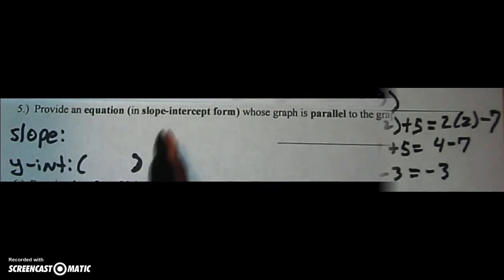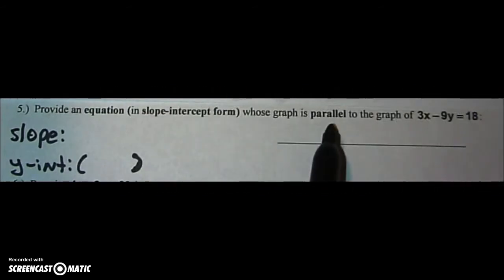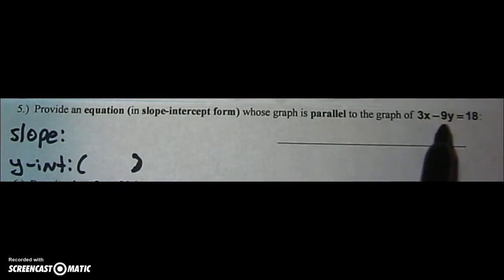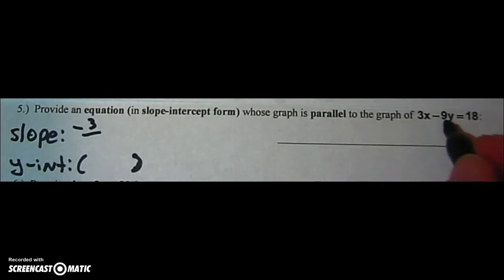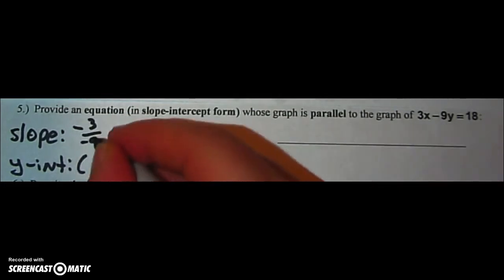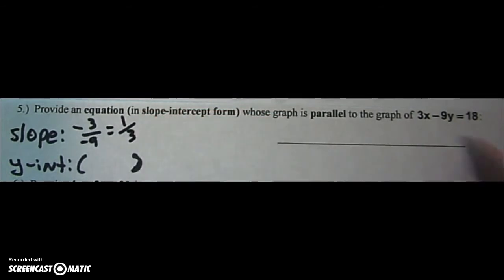Provide an equation in slope-intercept form whose graph is parallel to the graph of 3x minus 9y equals 18. Now this is in standard form, so we know once again the slope is a over b with a negative in front. So we have a negative in front. A is 3. B, in this case, is 9 with a negative, so that's another negative. So that gives us 2 negatives make a positive, and we have a slope of 1/3.